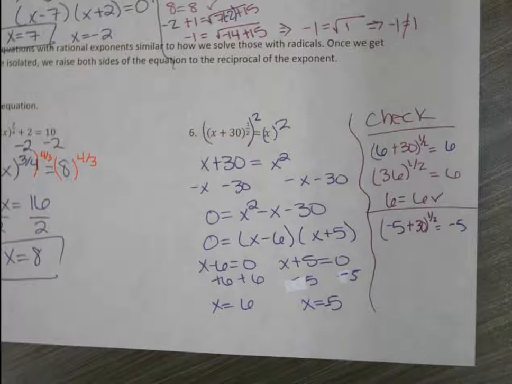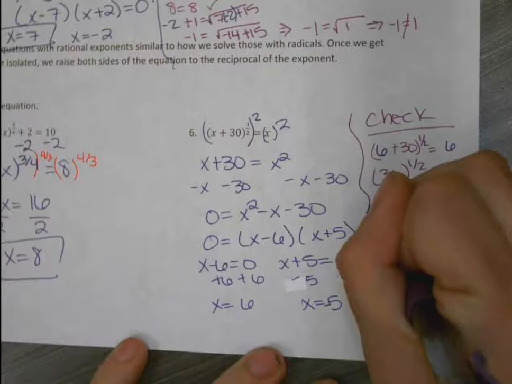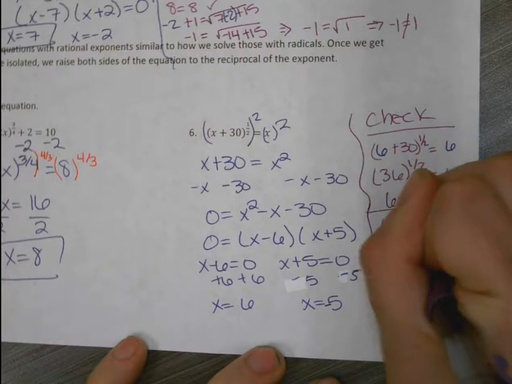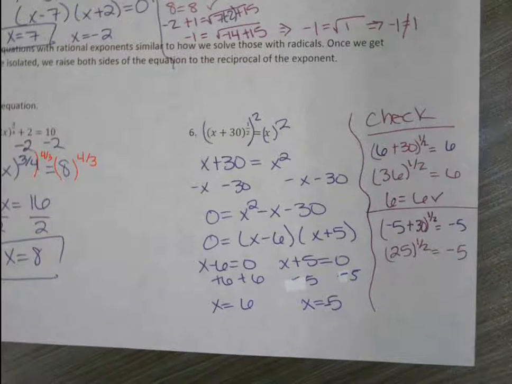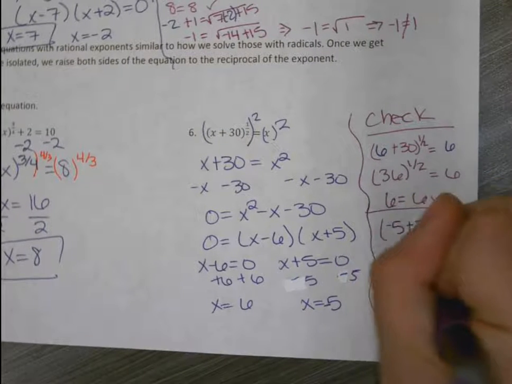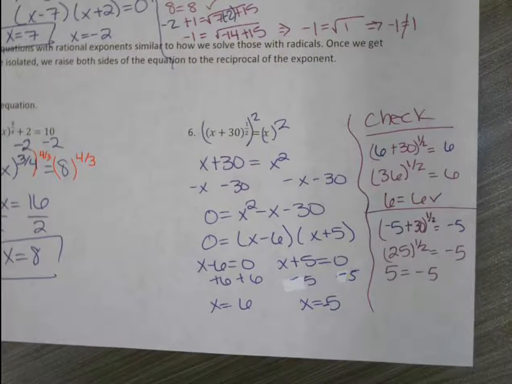Okay, so negative 5 plus 30 is positive 25. 25 to the 1/2 power is the square root of 25, which is 5. Does 5 equal negative 5? No.